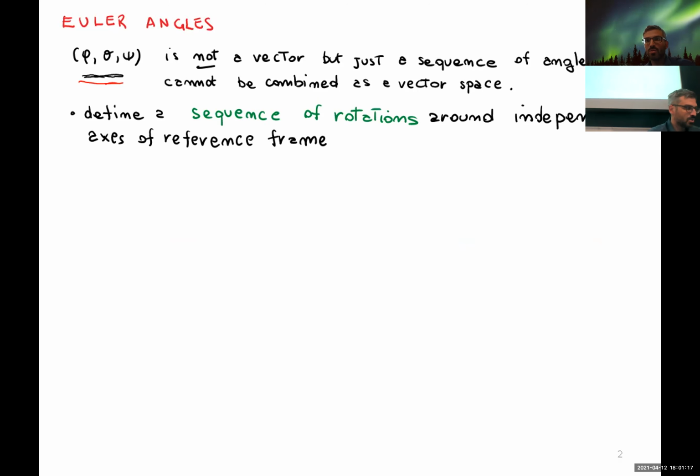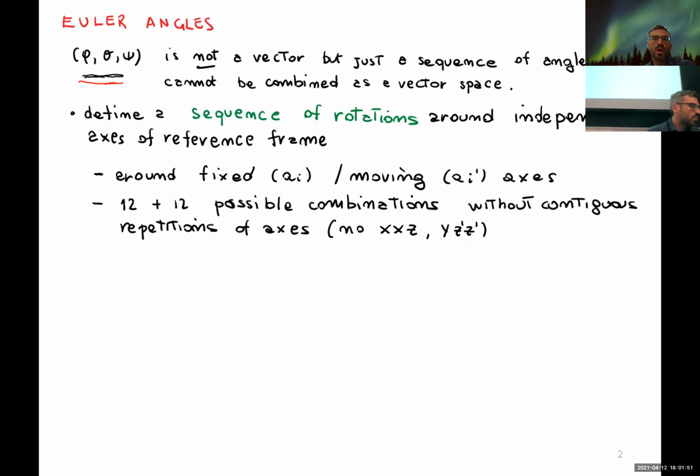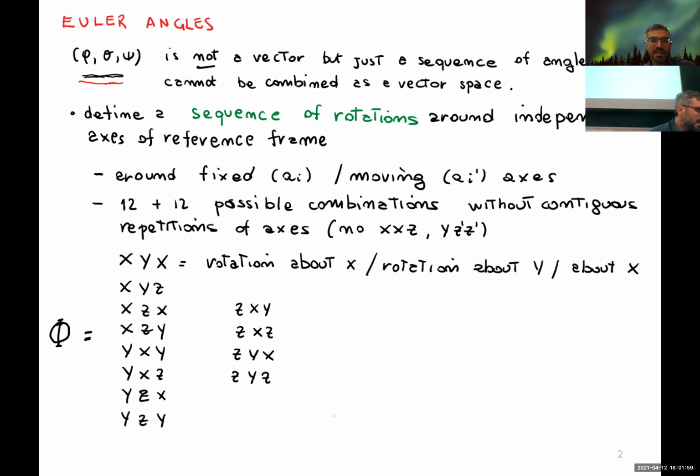If you think of fixed axes, you always think about rotation about the original frame, the inertial frame fixed on the lab, let's say. And moving axes means that you first rotate about one axis, then about the subsequent axis, then about the other axis again. So every time you change the reference frame. And there are 12 possible combinations of moving axes and 12 of fixed axes. And as we said, they cannot be contiguous axes, so no xxz or yzz. And these are all the possible combinations.